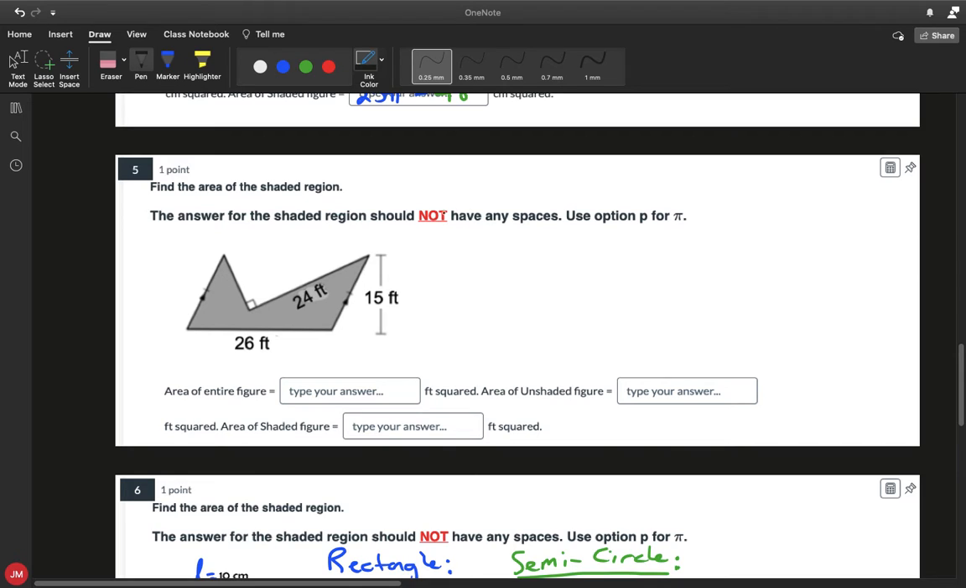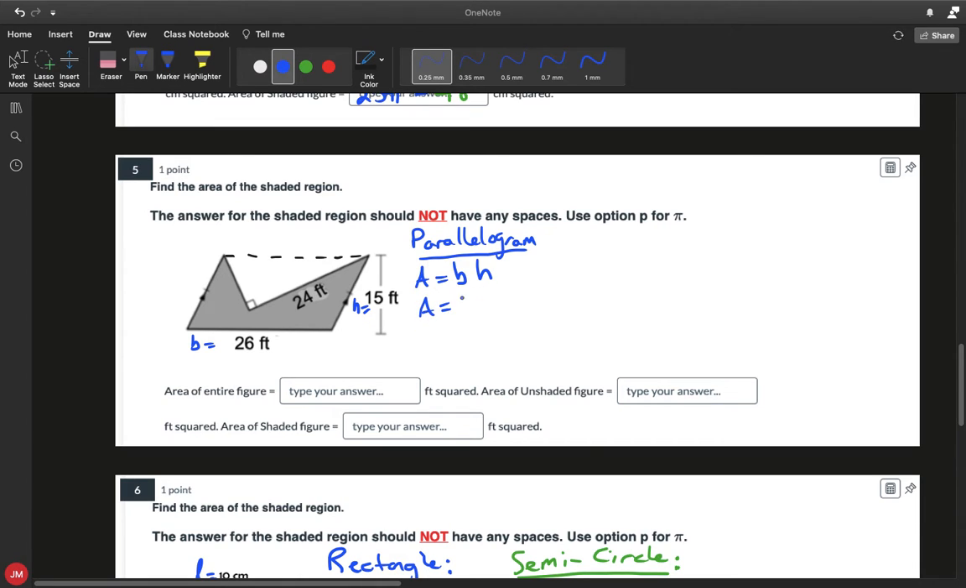All right, so for this last one, let's first find the area for our entire figure. That entire figure that's missing a part of it right here, which I'll just draw in with this imaginary line, is a parallelogram. So let's go ahead and find the area for our parallelogram first. Now remember that the formula for the area of a parallelogram is that it's equal to the base multiplied by the height. In this case, our base is equal to 26, and our height is equal to 15.